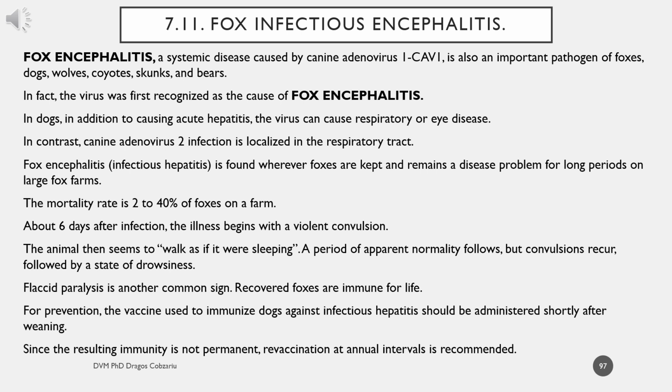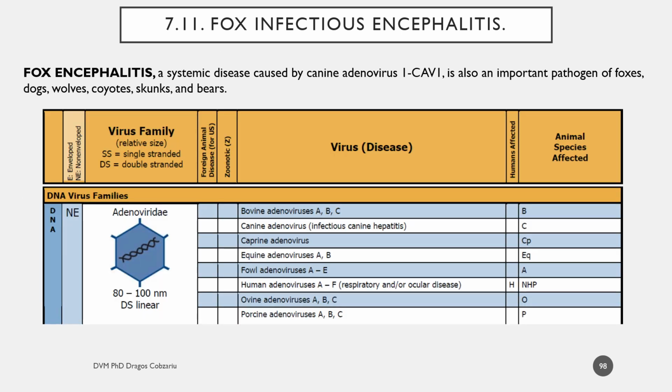For prevention, the vaccine used to immunize dogs against infectious hepatitis should be administered shortly after weaning. Since the resulting immunity is not permanent, revaccination at annual intervals is recommended.